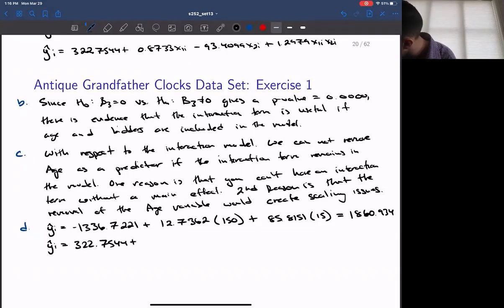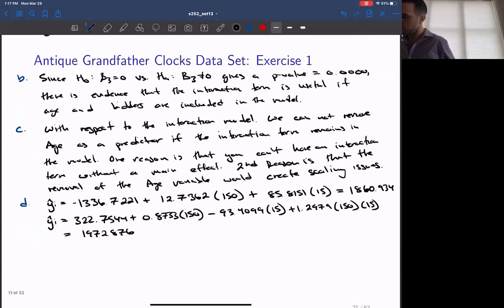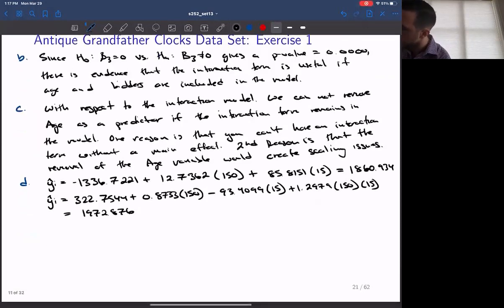Okay, and then we would have yi hat is equal to 322.7544 plus 0.8733 times 150 minus 93.4099 times 15 plus 1.2979 times 150 times 15. And that's going to be equal to 1,972.876. All right, so let's call this 1, 2.